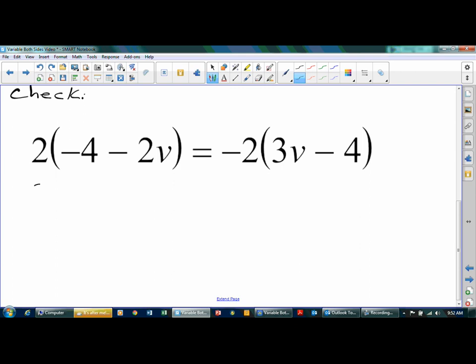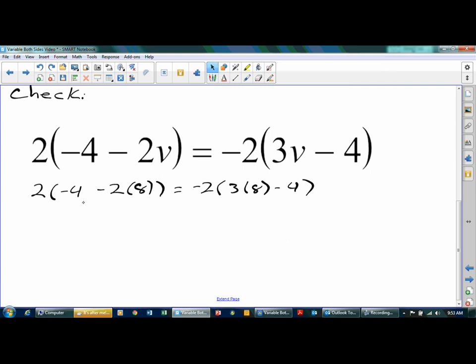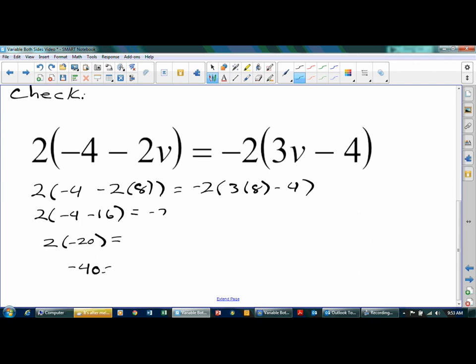Okay, so we got 8, so that's 2 times negative 4 minus 2 times 8 is equal to negative 2 times 3 times 8 minus 4. So, starting on this side, negative 4 minus 16, that's 2 times negative 20. So, negative 40. So, negative 2 times 24 minus 4, negative 2 times 20, negative 40. It works, so our answer is 8.